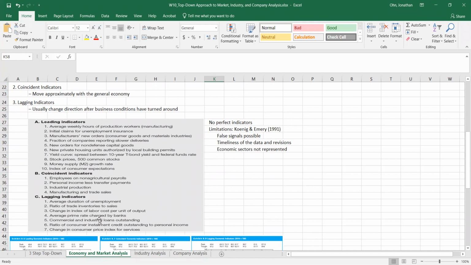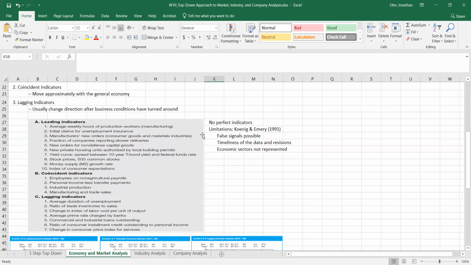All right, Rachel, can you read this leading indicator? Yeah, I can read it. Okay. 1, average weekly hours of production workers, manufacturing. 2, initial claims for unemployment insurance. 3, manufacturers' new orders, consumer goods and materials industries. 4, fraction of companies reporting slower deliveries. 5, new orders for non-defense capital goods. 6, new private housing units authorized by local building permits. 7, yield curve spread between 10-year T-bond yield and federal funds rate. 8, stock prices, 500 common stocks. 9, money supply, M2 growth rates. And 10, index of consumer expectations.